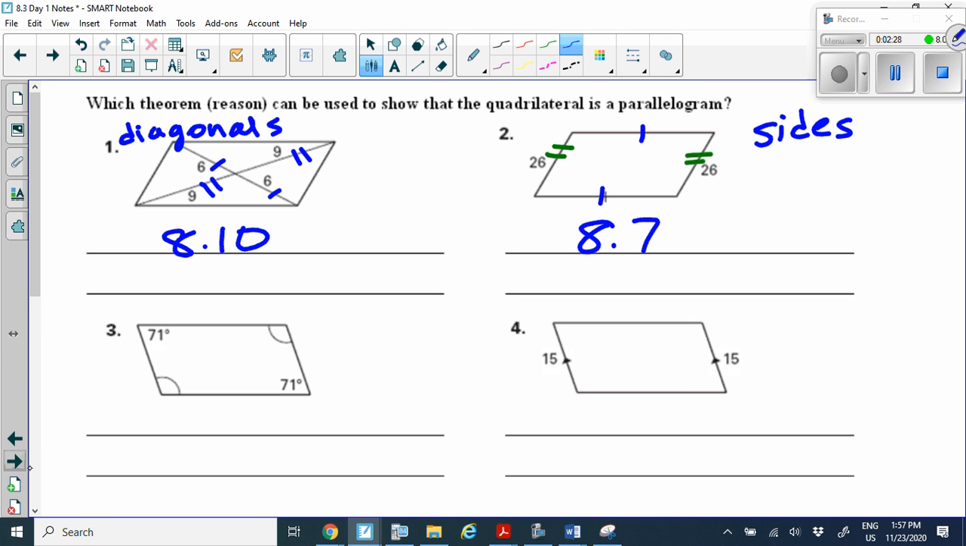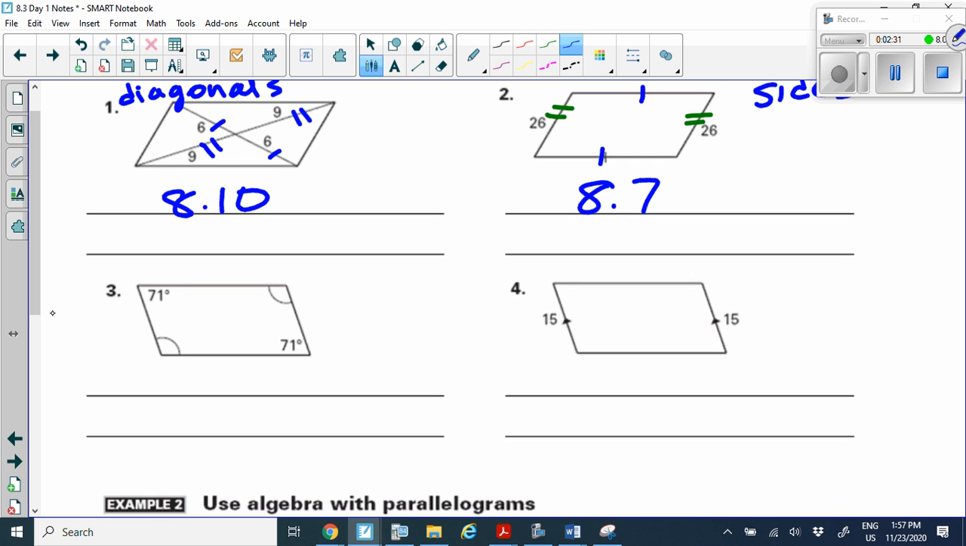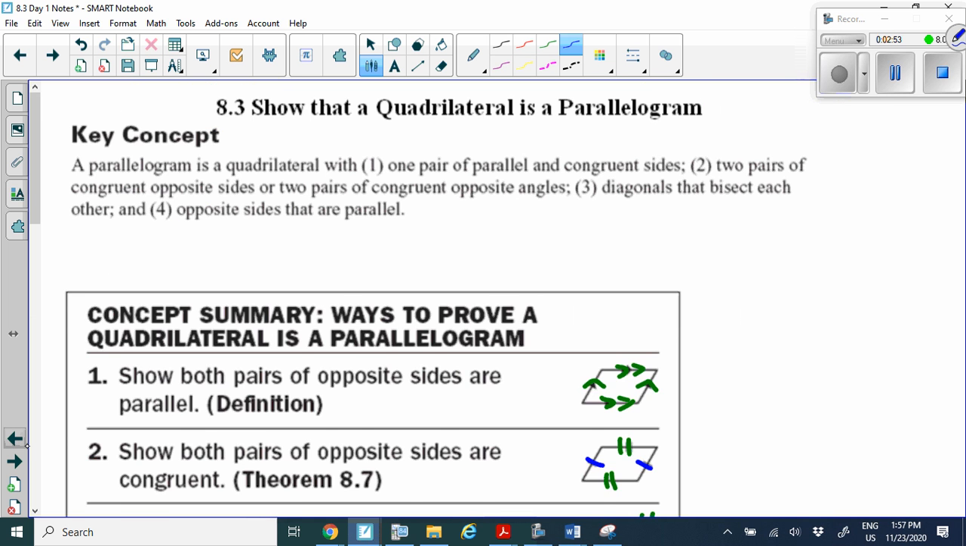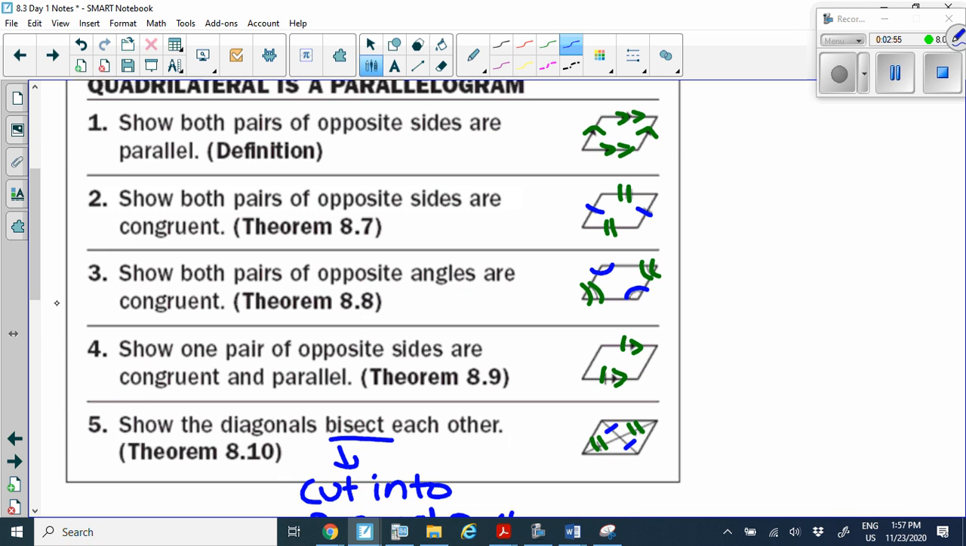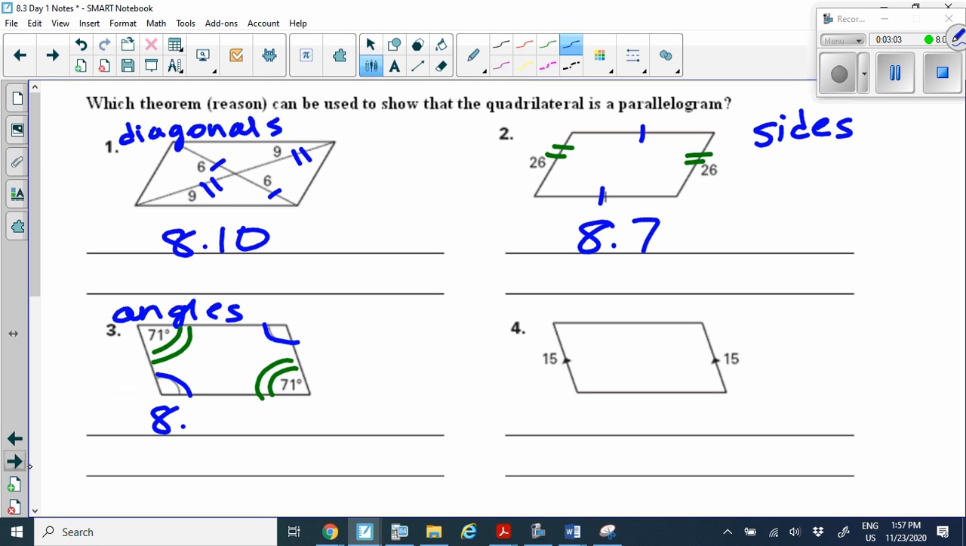Okay, let's see what you got here. So for number 3, notice we are dealing with angles, okay? So we see these markings. Remember, those markings represent that those opposite angles are congruent. And if we look at the other opposite angles, they are the same measurement. And anytime we have the same measurement, they are also congruent. So we can say opposite angles are congruent. So let's go back to see which theorem that is. So it says show both pairs of opposite angles are congruent. That is 8.8. So we're going to put that there.